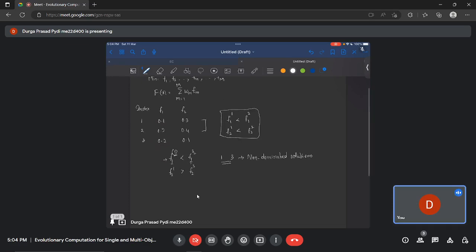So in your objective space, out of all the solutions you get, the set of all such non-dominated solutions is what we are calling the Pareto solutions.